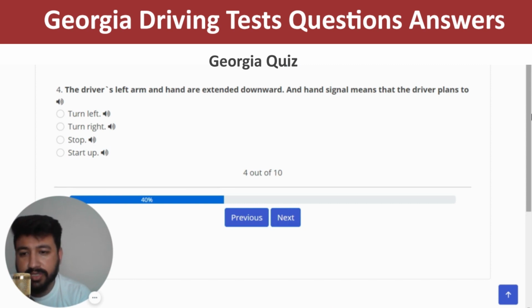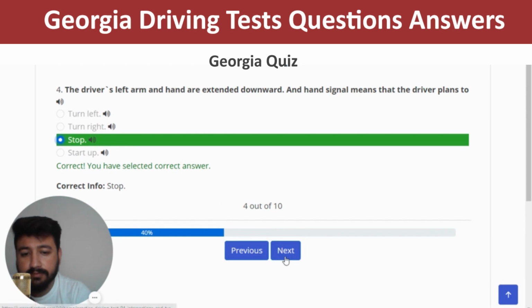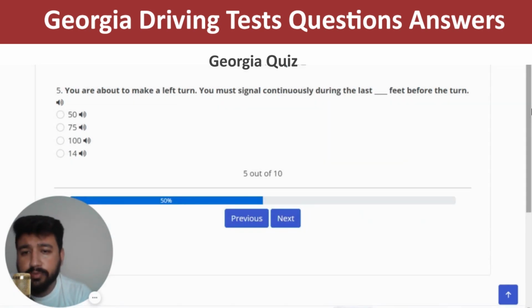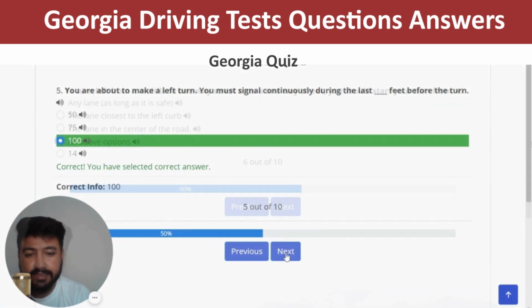The driver's left arm and hand are extended downwards, and hand signal means that the driver plans to. The right answer of this question is stop. So I'm going to click on the third option. Next. You are about to make a left turn. You must signal continuously during the last blank feet before the turn. The right answer of this question is 100. So I'm going to click on the third option, correct, and next.